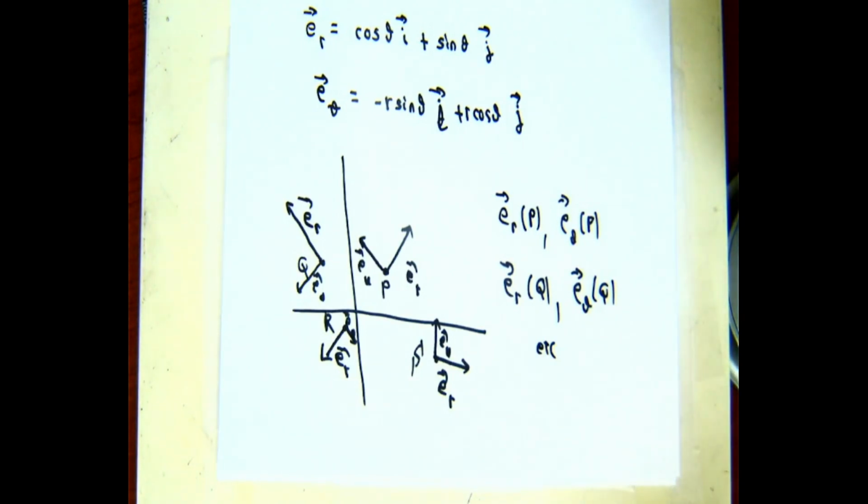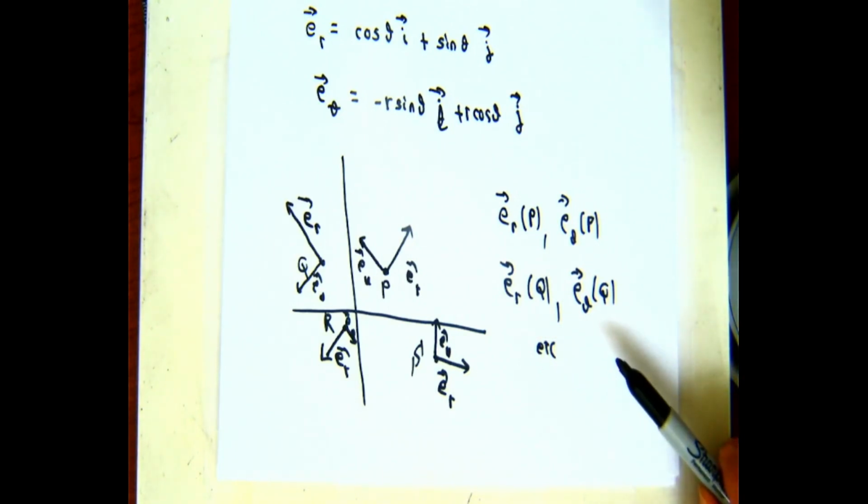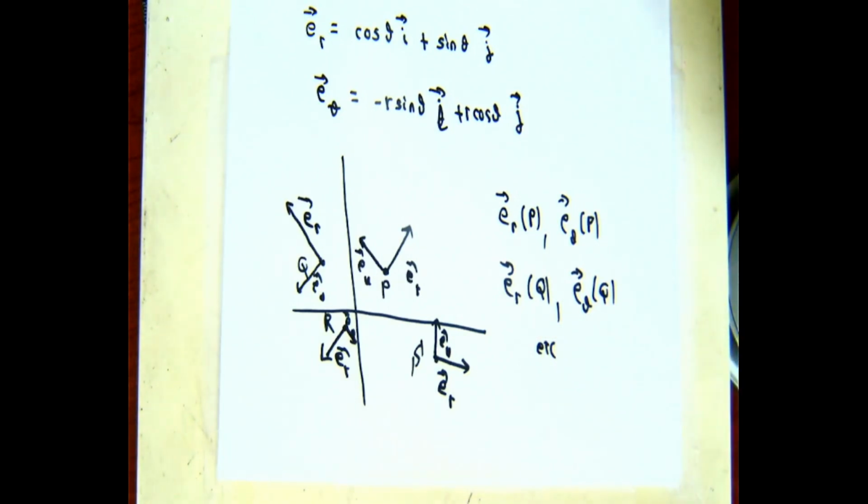If a person wanted to be really, really careful, they would say stuff like e r at point P, e theta at point P, or e r at point Q, e theta at point Q, and so on. I've got to seriously warn you here. People don't do that. It's up to us to keep the context straight.